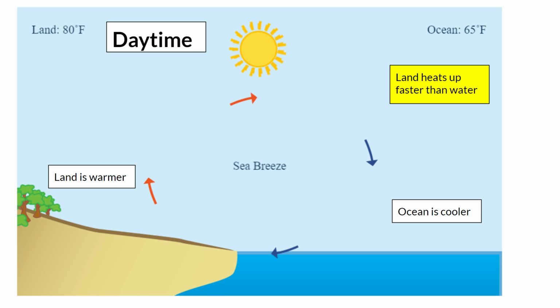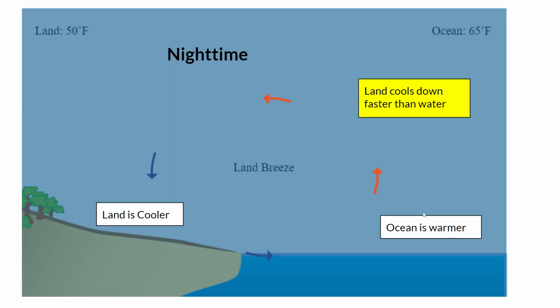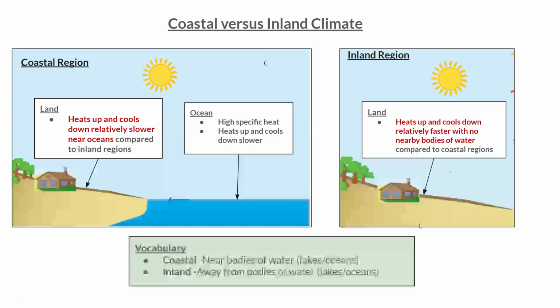And remember, we talked about land breeze and sea breeze, right? So during the daytime, when the sun is out, the land heats up faster than water, so the land is warmer and the ocean is cooler. At nighttime, when there's no sun out, the land cools down faster than water, so that's why the land is cooler and the ocean is warmer.